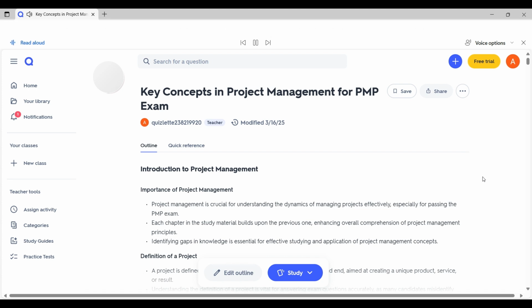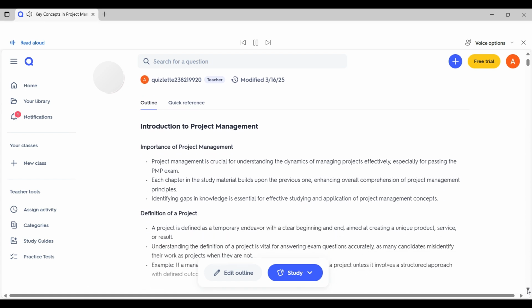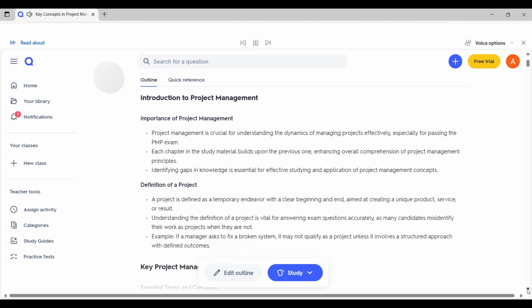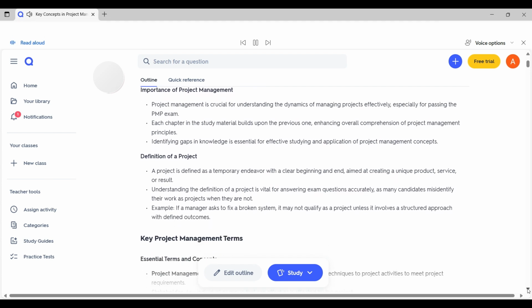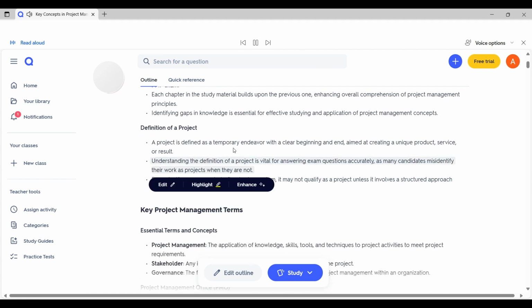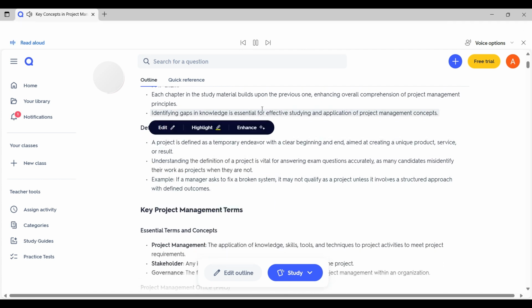Introduction to Project Management. Importance of project management. Project management is crucial for understanding the dynamics of managing projects effectively, especially for passing the PMP exam. Each chapter in the study material builds upon the previous one, enhancing overall comprehension of project management principles. Identifying gaps in knowledge is essential for effective studying and application of project management concepts.